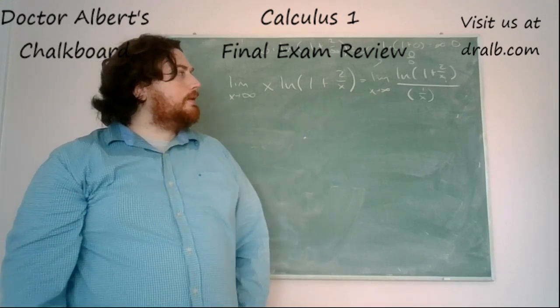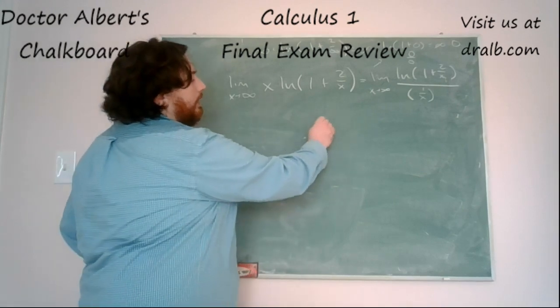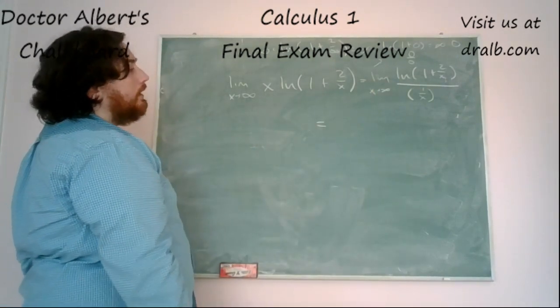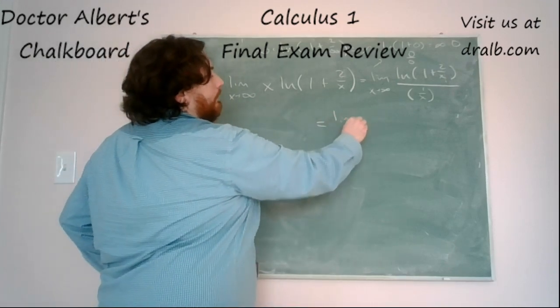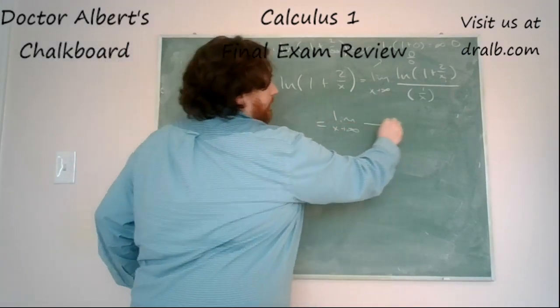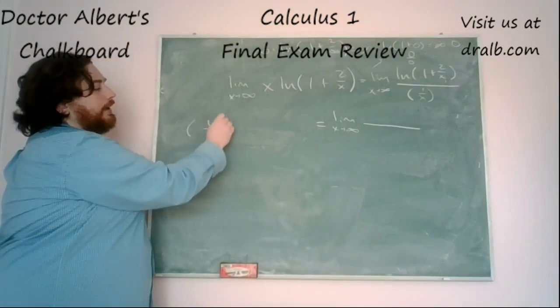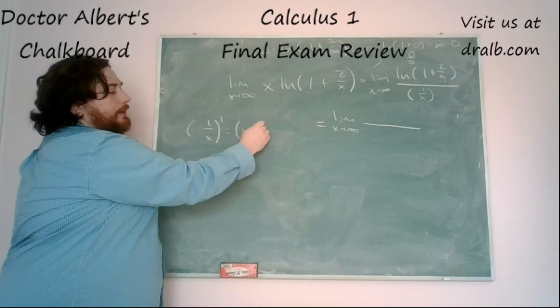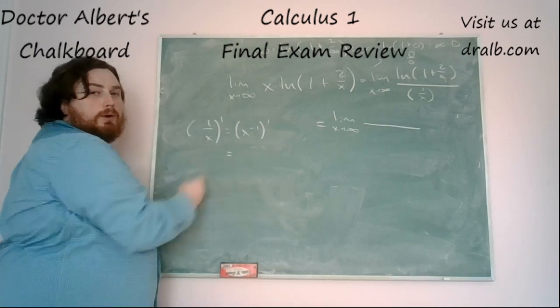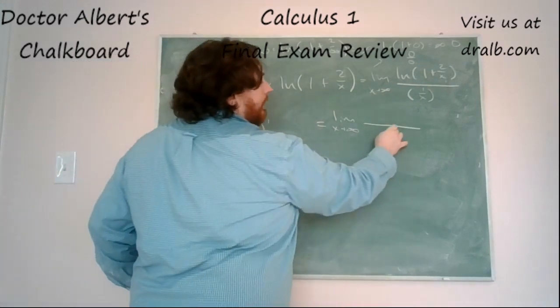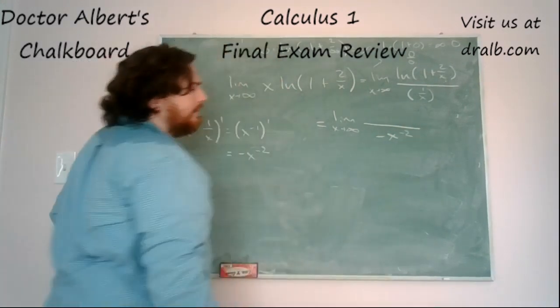Alright, so with that said, what I need to do is find the derivative of the top and the derivative of the bottom. So I'm going to start with the derivative of the bottom because it's a little bit easier. If I find the derivative of 1 over x, that's x to the negative 1, so that's going to be negative x to the negative 2. So the derivative of the bottom is negative x to the negative 2.